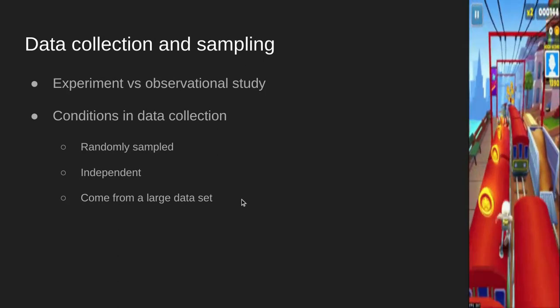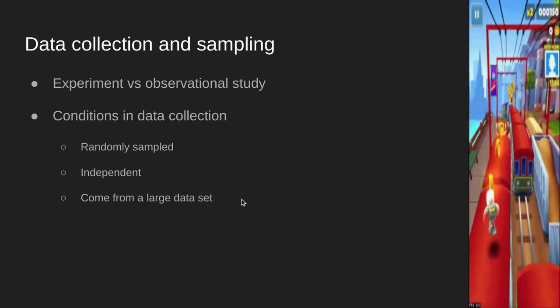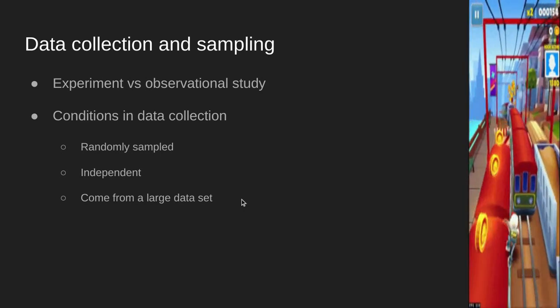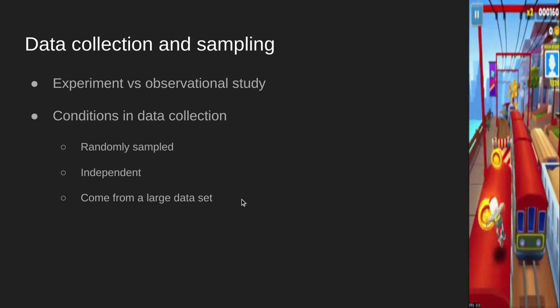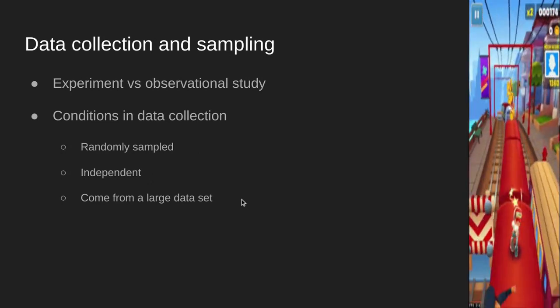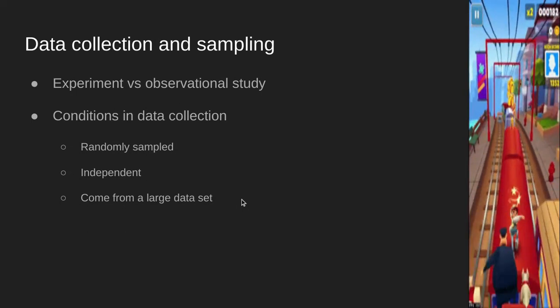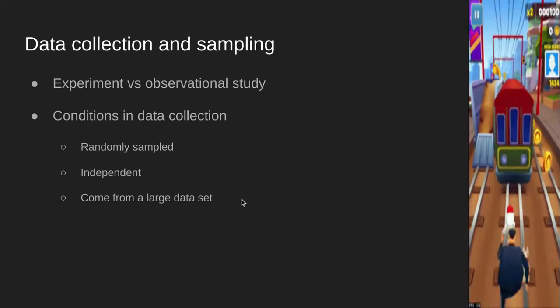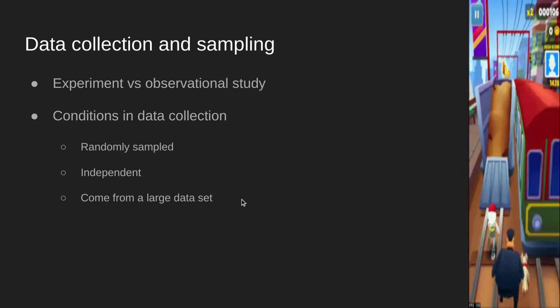In order for conclusions to be valid, it must have the following conditions. It must be randomly sampled, meaning that subjects are chosen from representative groups of the population through the use of randomness. Secondly, trials must be independent, meaning that the outcome of trials must not have an effect on the outcome of another. Finally, they must come from a large dataset, ensuring reliability by lowering the odds of flukes appearing as patterns.